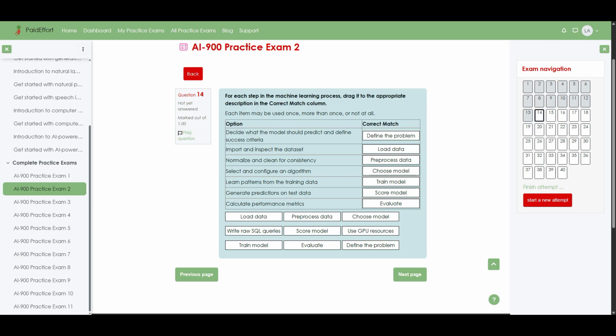First, defining the problem is where it all begins. You identify what you want the model to predict, maybe it's customer churn or product demand, and how you'll measure success, like using accuracy or F1 score.